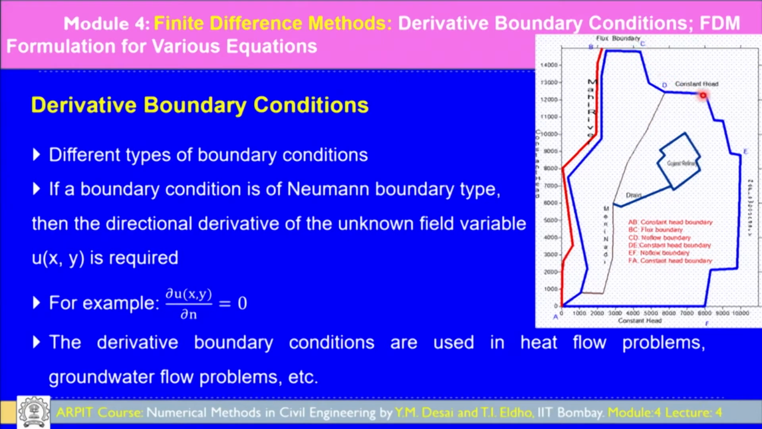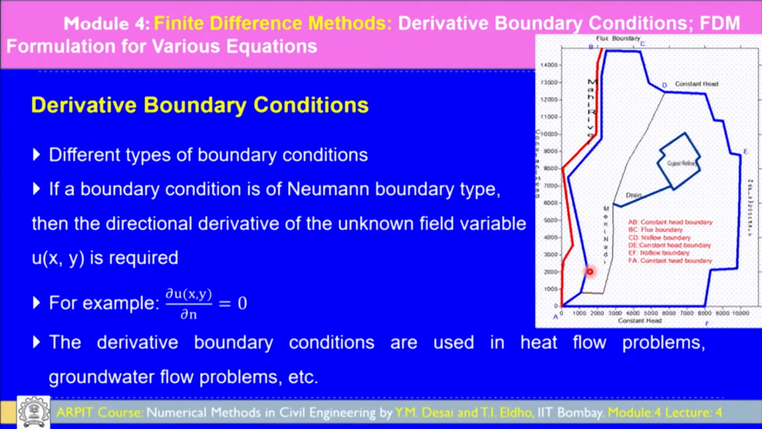Here constant head is a Dirichlet boundary condition. Here is a no flow boundary, and no flow boundary means again a Neumann boundary condition, and here constant head. Like that, depending upon the problem we will have Dirichlet boundary conditions, Neumann boundary conditions, or sometimes mixed boundary conditions. We will now discuss how to use the finite difference scheme for the derivative or Neumann boundary condition. Derivative boundary conditions are used in heat flow problems, groundwater flow problems, and many other types of problems.